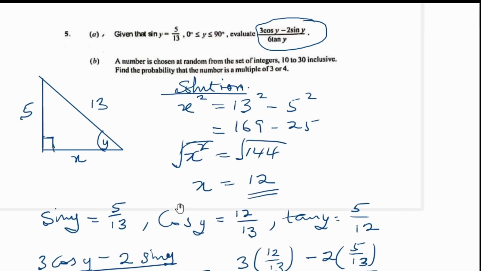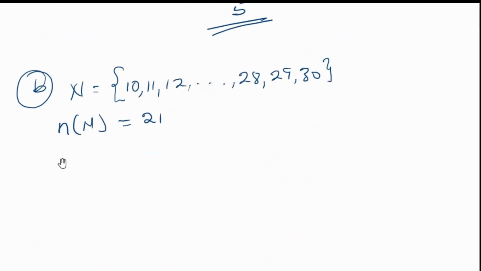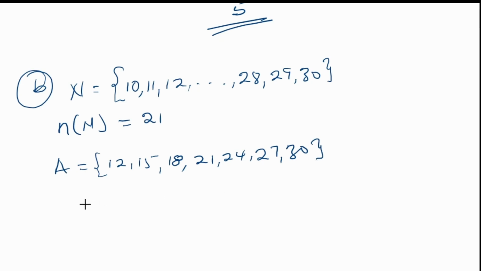Then we get back to the other part of the question, which says find the probability that the number is a multiple of 3 or 4. So now let's get another set to represent the multiples of 3, and let's call that the set A. Remember, we are starting from 10. So from 10, the multiples of 3 are 12, 15, 18, 21, 24, 27, and 30.